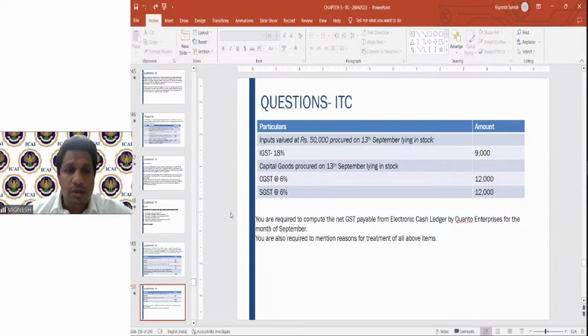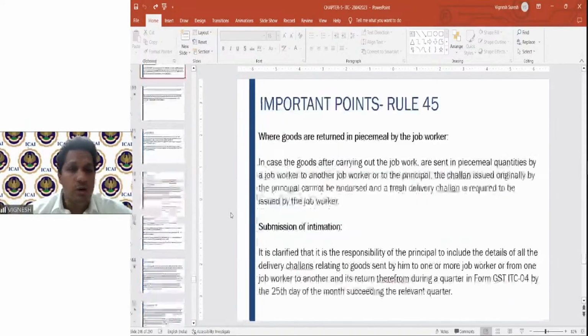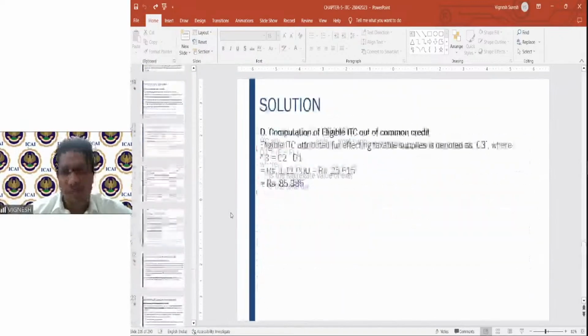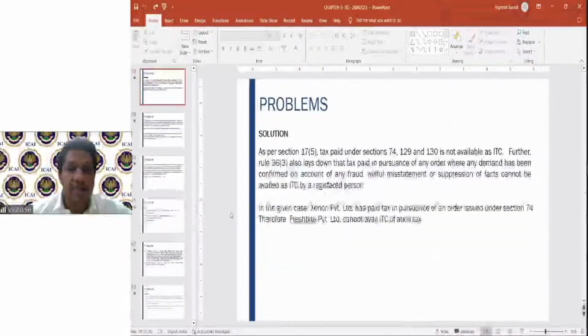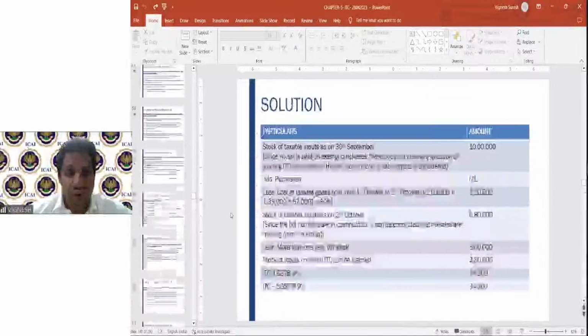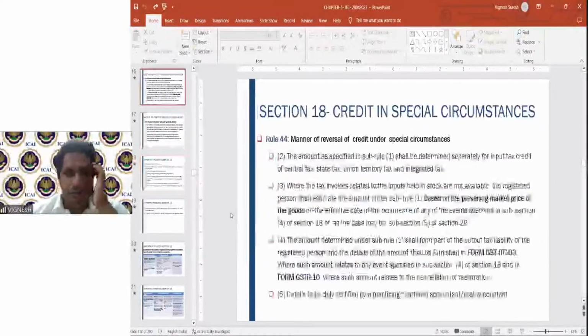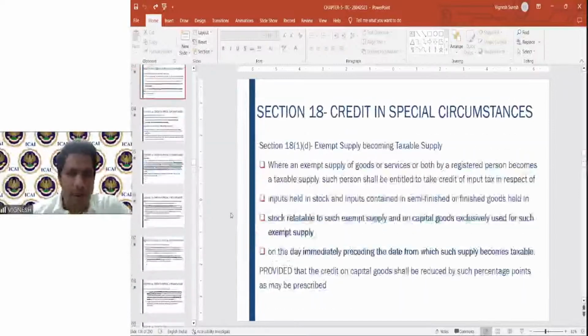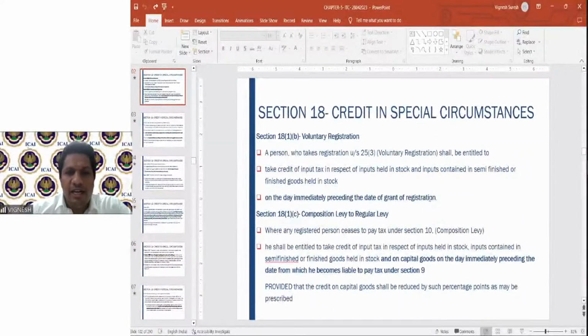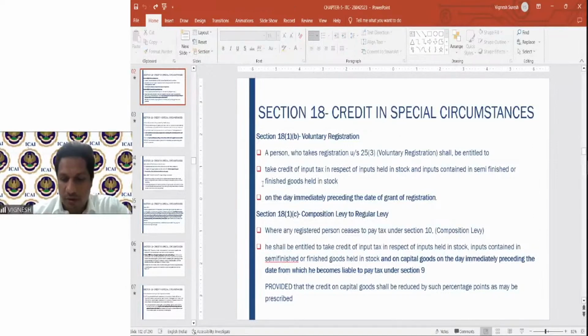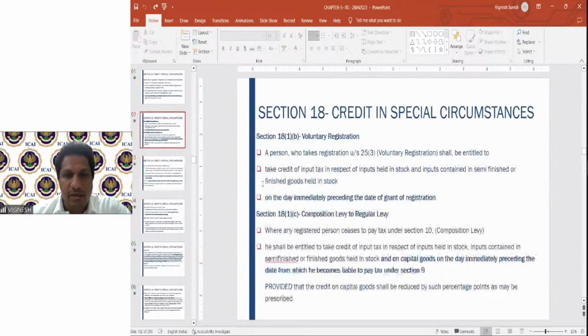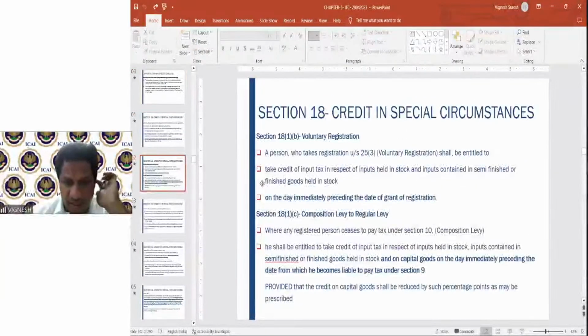These two, let us quickly revise because I want you to link with the provisions. That is very, very important. If you go quickly to section 18, which we recently did, 18.1b, this is the first problem based on 18.1b. What does 18.1b say? Voluntary registration: entitled to take credit of input in inputs held in stock and inputs held in semi-finished or finished goods on the day preceding. So I hope you understood from where it has come. Is that clear? You have got that exception.